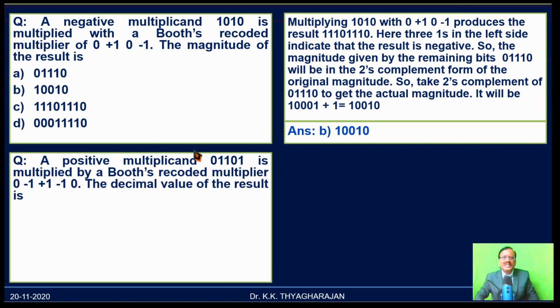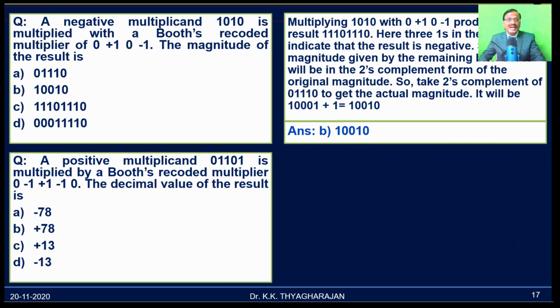A positive multiplicand 0 1 1 0 1 is multiplied by a Booth's recoded multiplier 0 minus 1 plus 1 minus 1 0. The decimal value of the result is, now they are asking the decimal value. Here they didn't ask for the result in decimal form. They just asked for the magnitude of the result. But here they are asking the final decimal value. The options are minus 78, plus 78, plus 13, minus 13. Which one is correct? There is no other way to guess the answer here. You have to solve the problem and get the answer.